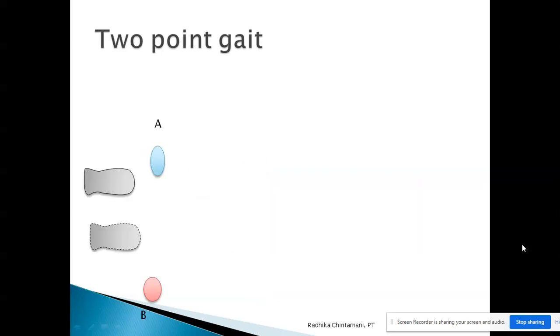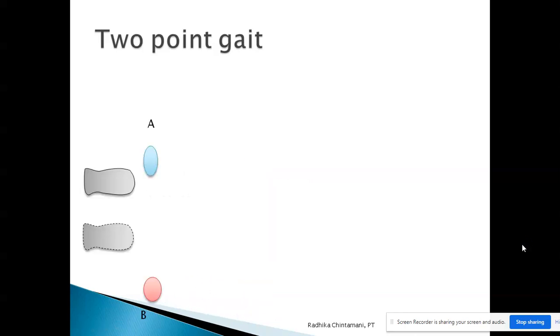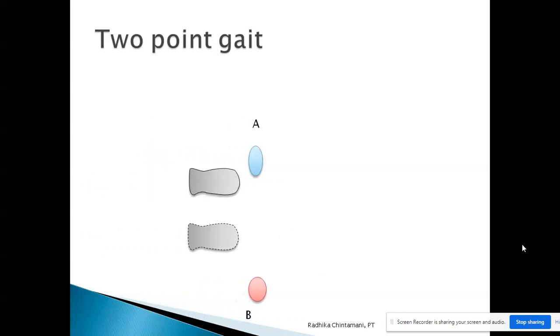Coming to 2 point gait. Crutch A along with the bad leg, crutch B along with the good leg. So in this gait, the weight is borne only two times. Point A along with the bad leg, and point B along with the good leg. So only 2 point gait.